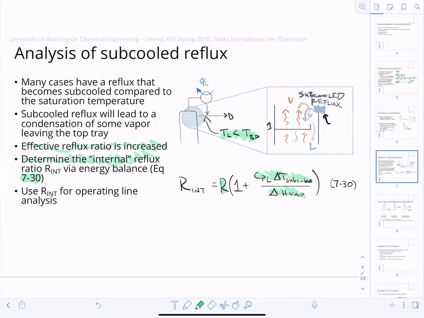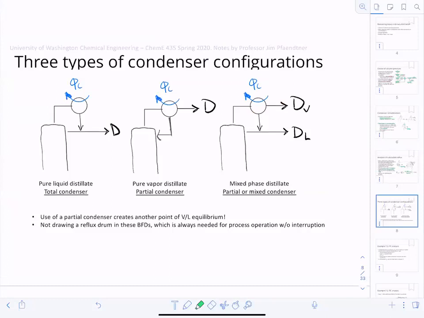Now let's talk about this more interesting case of the partial condenser and what we do to treat these systems. We're actually going to do an example problem with a partial condenser so you can begin to appreciate and see how this works in practice. There are three ways we can imagine running the condenser on our distillation column. What we've done so far is a pure liquid distillate. We call this total condenser.